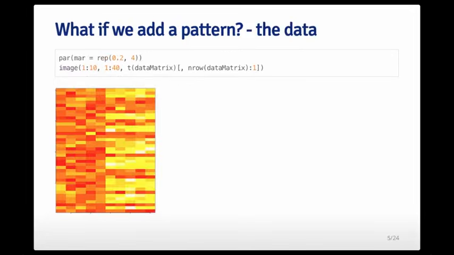So now if I plot the data, you can see that the right-hand 5 columns are a little bit more yellow, which means that they have a higher value, than the left-hand 5 columns, which are a little bit more red, which means they have a lower value. That's because some of the rows have a mean of 3 on the right-hand side, and some of the rows only have a mean of 0 on the right-hand side. So you can see there's an obvious kind of step pattern there.